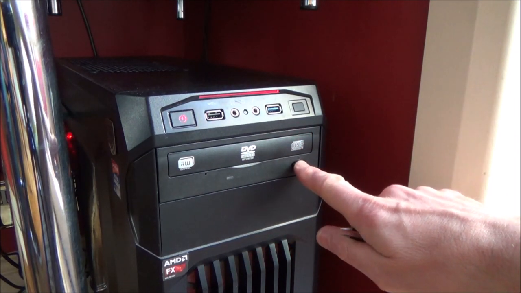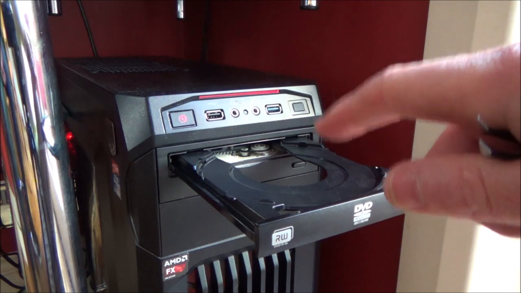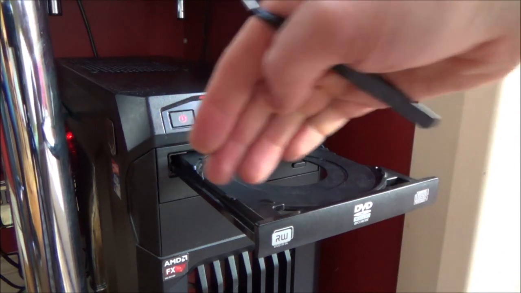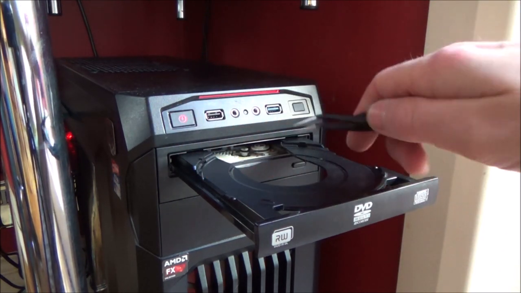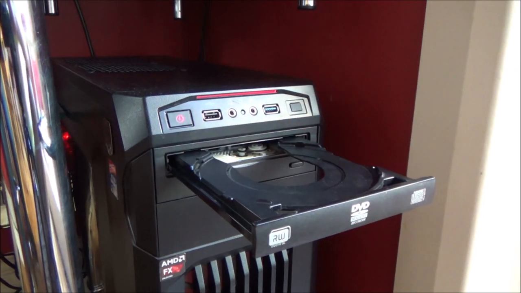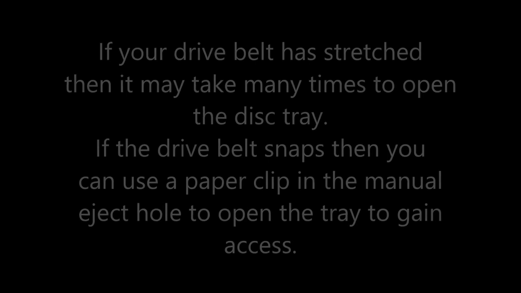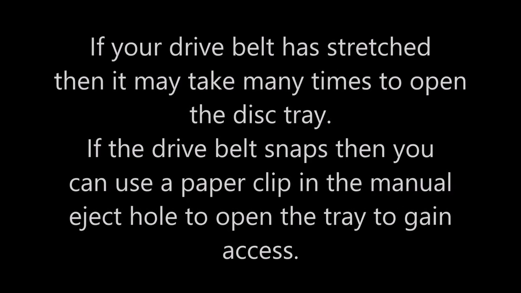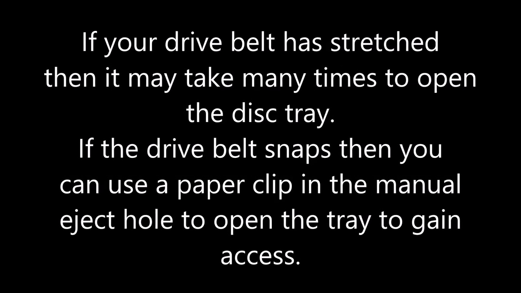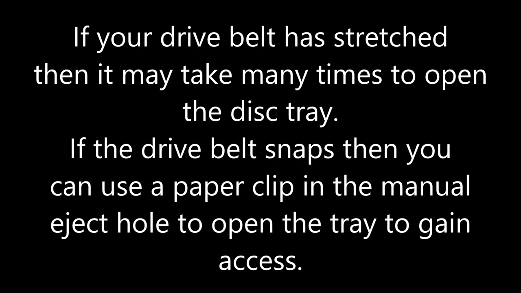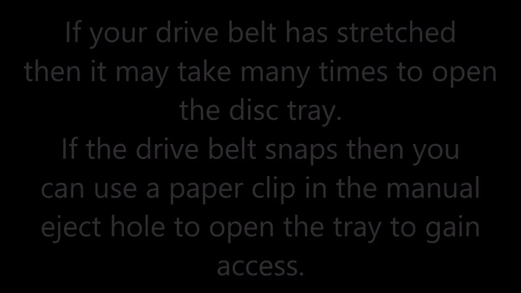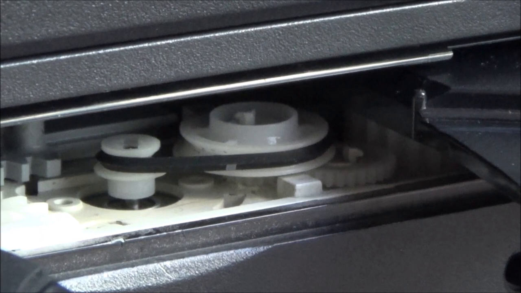So first things first, let's eject it, and now we're going to shut the computer down, and then this tray will stay out, and we have access then to the rubber drive belt there. So we're just turning off the PC now. And hopefully we'll be able to take this old one out.